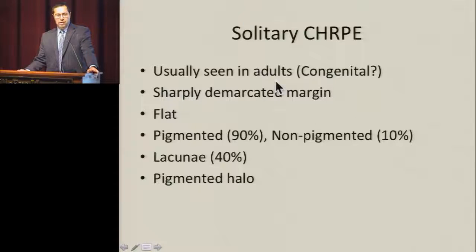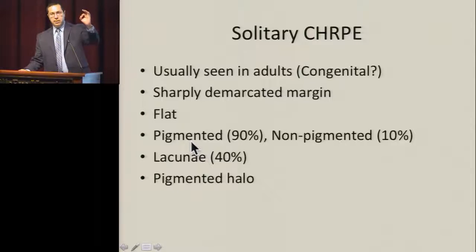Solitary CHRPE usually is seen in adults. It has very sharply demarcated margins. It's flat. Usually it's pigmented, but it can be non-pigmented in some cases. Generally, it has these amelanotic spaces inside that are referred to as lacunae. And generally, it has a pigmented halo around it.